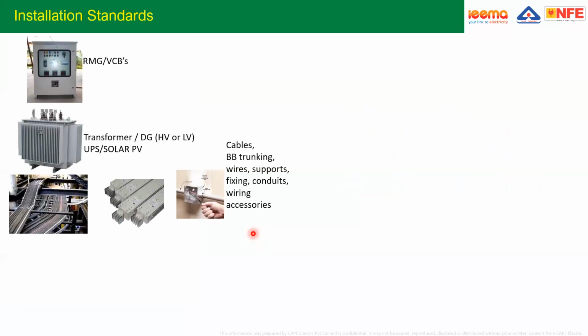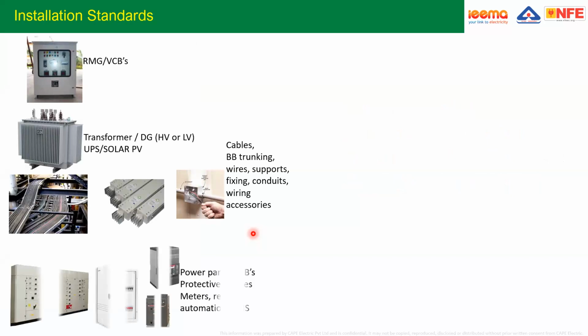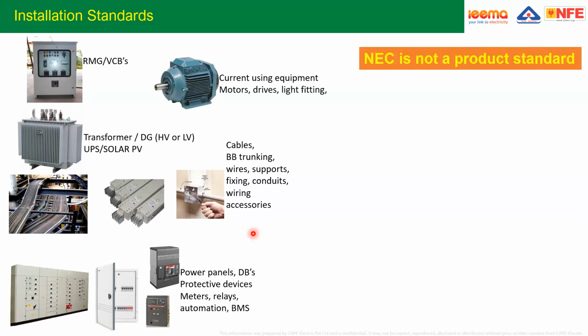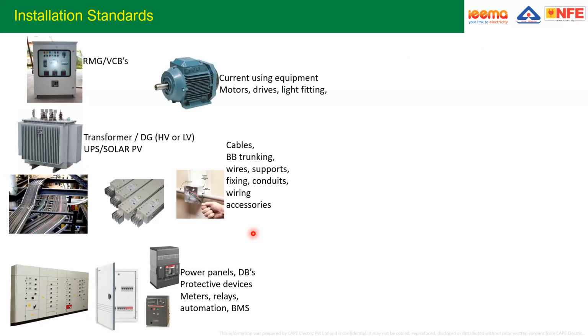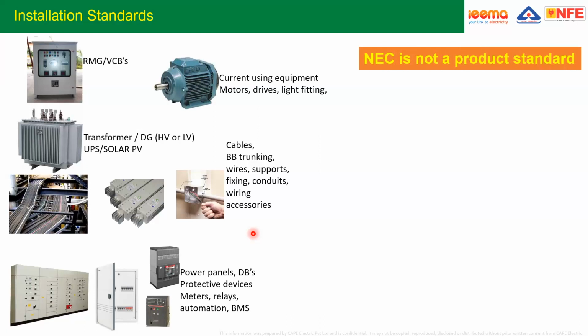Now, if you look at the standards and the codes of practice made by BIS, you can find standards relating to different kinds of products such as VCBs, VCB panels, transformers, UPS, busbar trunking, cables, junction boxes, switchgears, panel boards, motors. All these are there in the form of standards. The first point which I wanted to stress is NEC is not a product standard. NEC does not talk about, for example, the performance of a motor or busbar trunking, or testing of a cable. The performance requirement of each product is not a part of NEC.